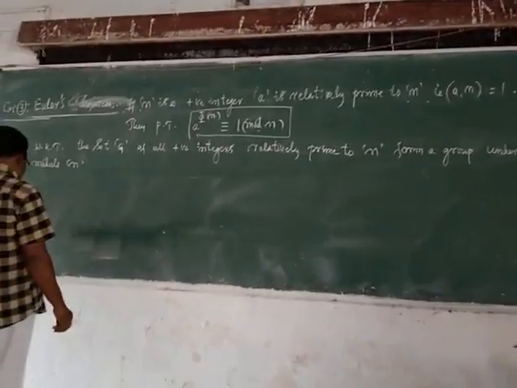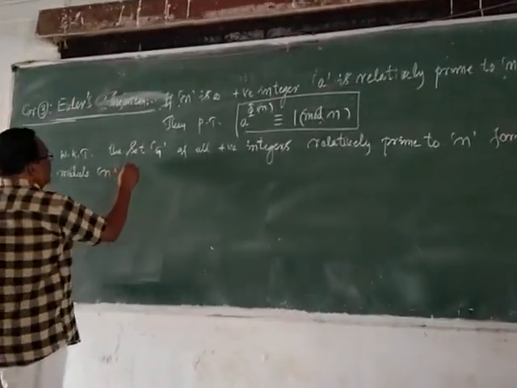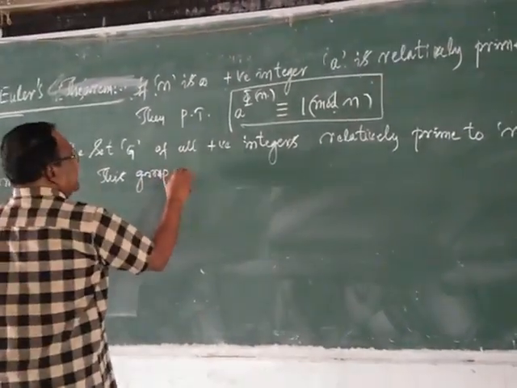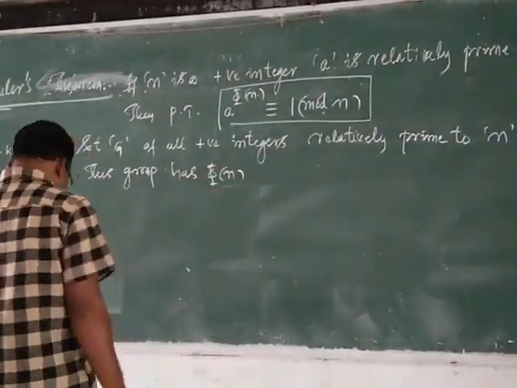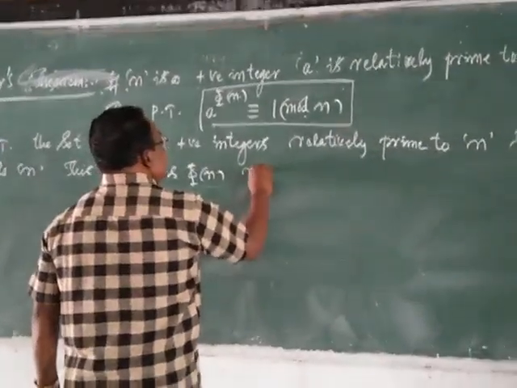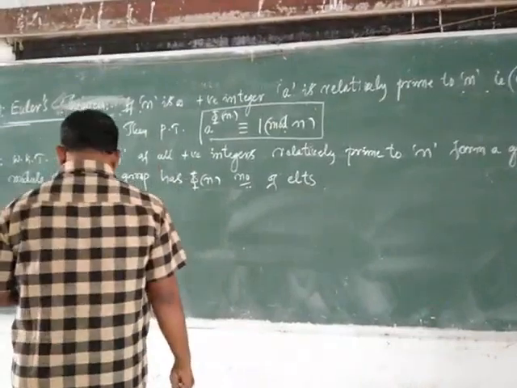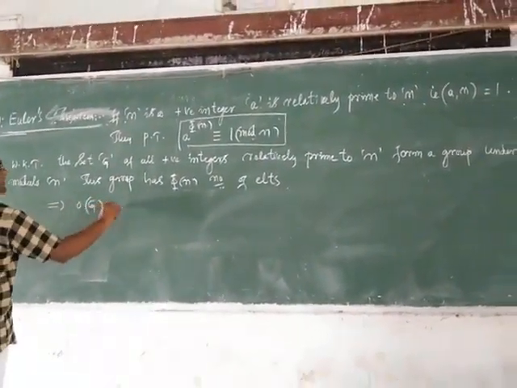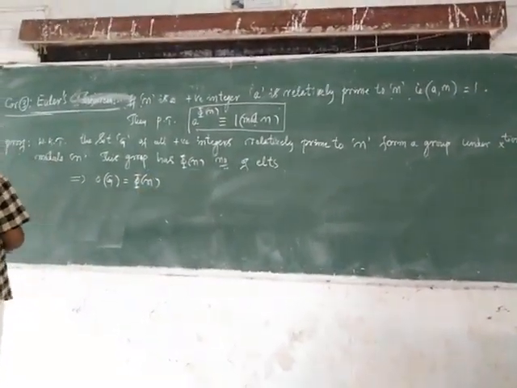Let this group be G, and this group has a finite number of elements. Finite number of elements means that the order of G is equal to phi n here.